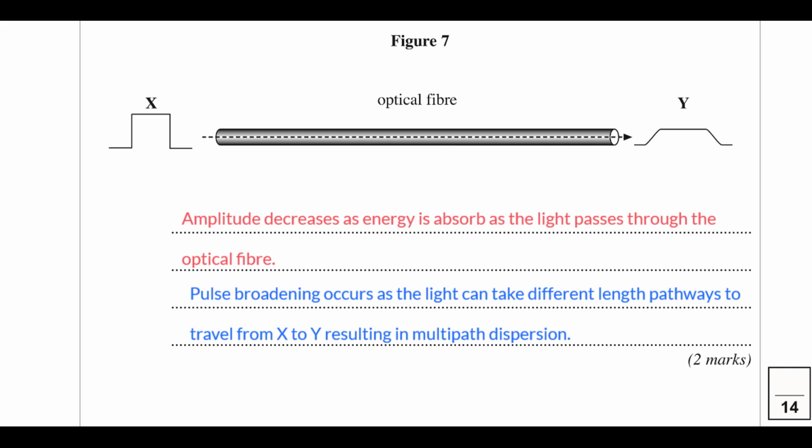Let's fix my very poor writing. Energy is absorbed as the light passes through the optical fibre. Pulse broadening occurs as light can take different length pathways to travel from X to Y, which is a process called multi-path dispersion. Okay, so that finishes that question.